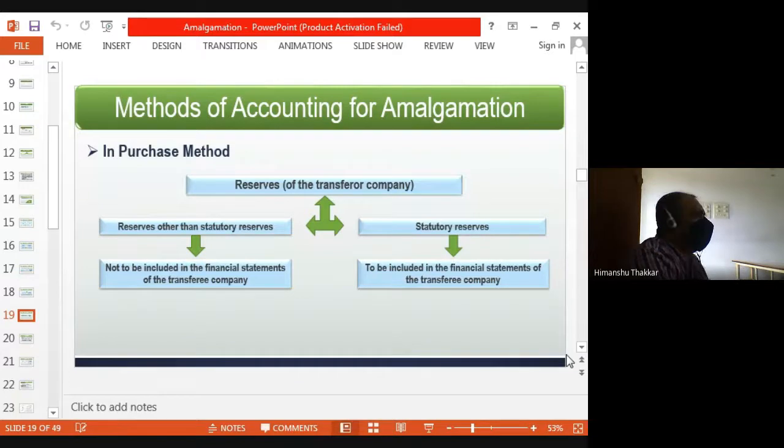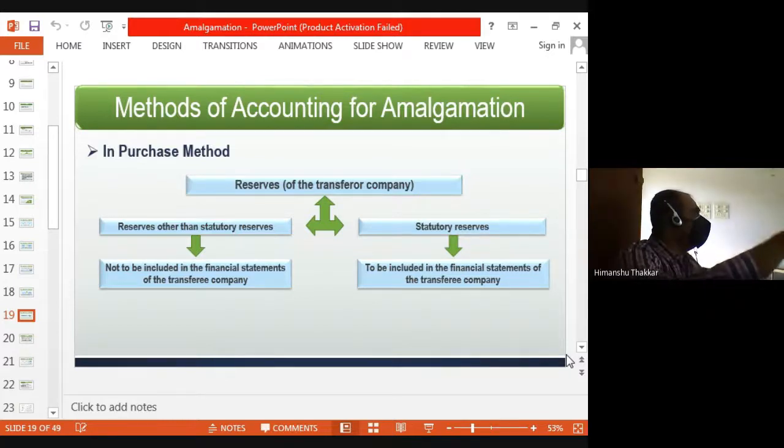Just like P&L. P&L is also a general reserve. It's not specific profit. It's just the profit that you kept aside. So it is not to be included in the financial statements of transferee company if the reserves are other than statutory reserves. But if it is a statutory reserve, then it is to be included in the financial statements of the transferee company. So if your balance sheet in the question has a statutory reserve, when I prepare the new balance sheet after acquiring you, I will write that reserve in my balance sheet also, if it is a statutory reserve.